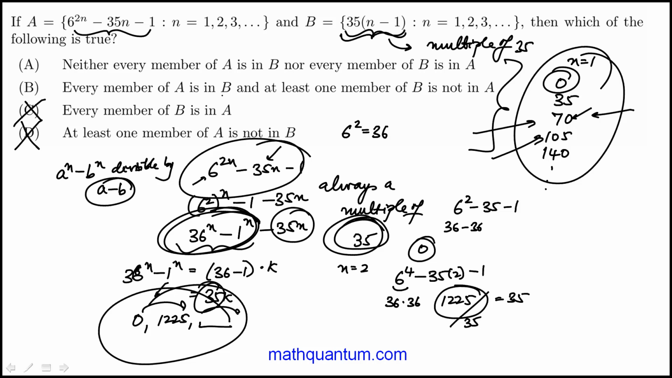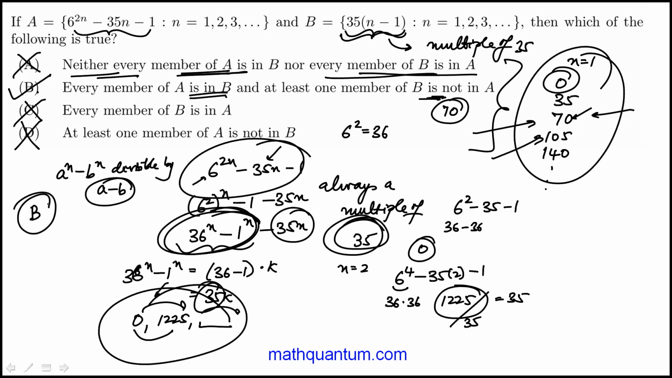Every member of A is in B. That is correct, and at least one member of B is not in A. For example, 70 is not, as we're jumping from 0 to 1225. So that seems correct, but let's go over this one as well. Neither every member of A is in B, nor every member of B is in A. So this part is true, but that's actually not true, because every member of A is indeed in B. So that one is also out. The answer is B.